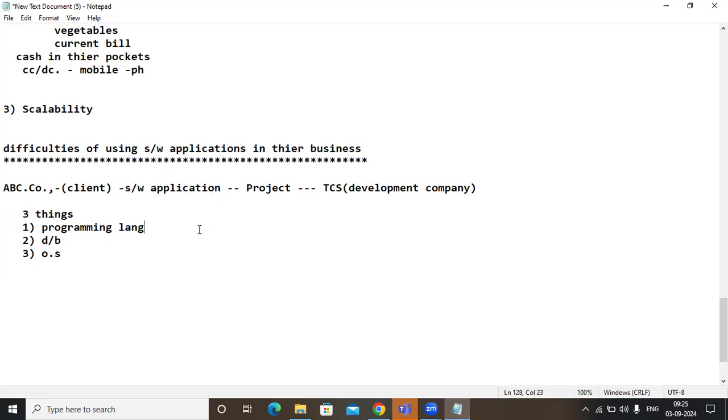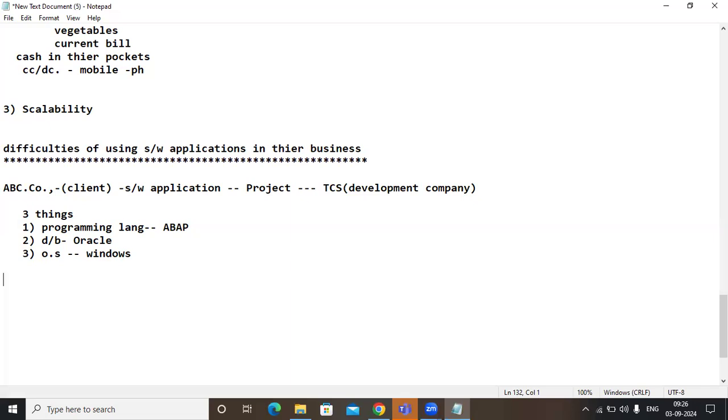For example, TCS wants to develop the application as per the ABC company requirement using a programming language called ABAP. Which language? ABAP programming language. And they want to use Oracle as the backend database, and an operating system like Windows. So they decided like this: ABAP programming language, Oracle as the backend database, and Windows as the operating system.